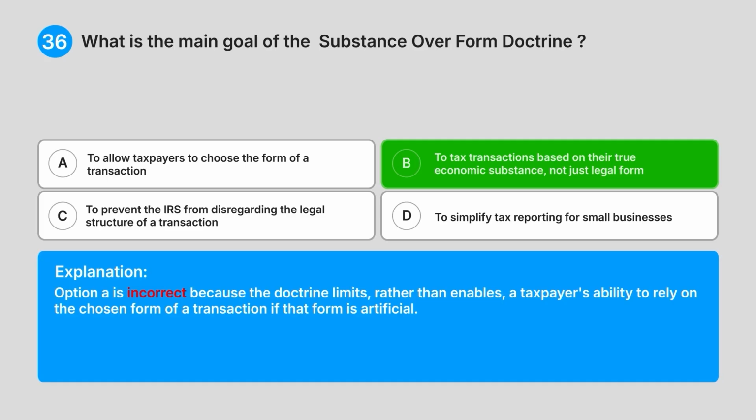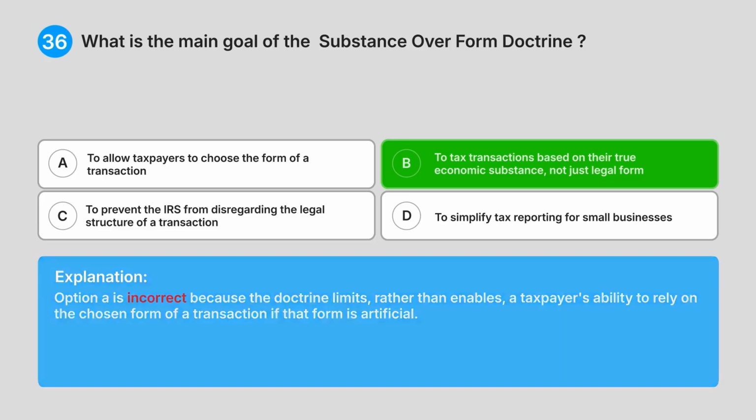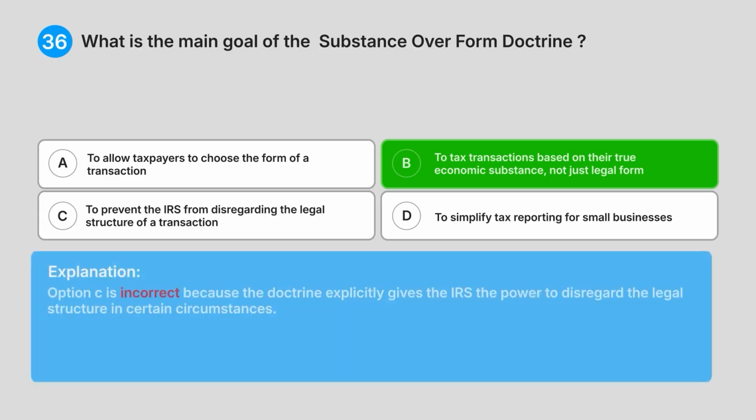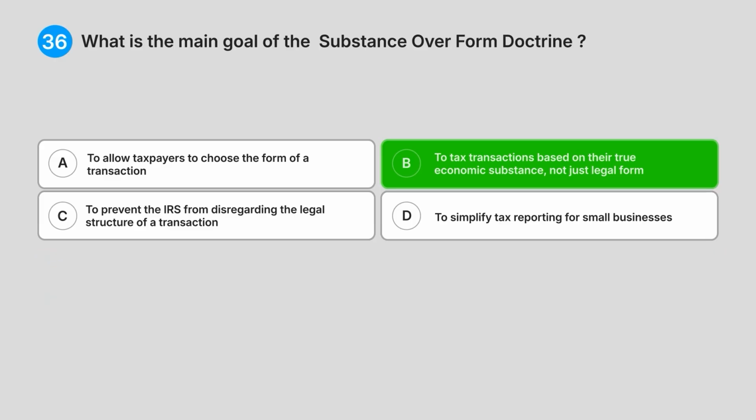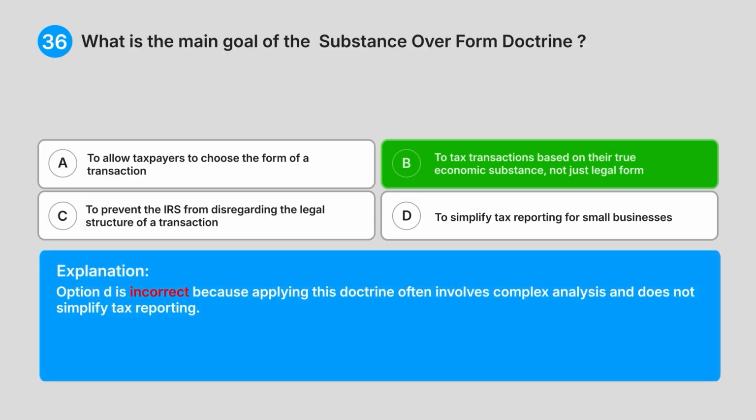Option A is incorrect because the doctrine limits, rather than enables, a taxpayer's ability to rely on the chosen form of a transaction if that form is artificial. Option C is incorrect because the doctrine explicitly gives the IRS the power to disregard the legal structure in certain circumstances. Option D is incorrect because applying this doctrine often involves complex analysis and does not simplify tax reporting.